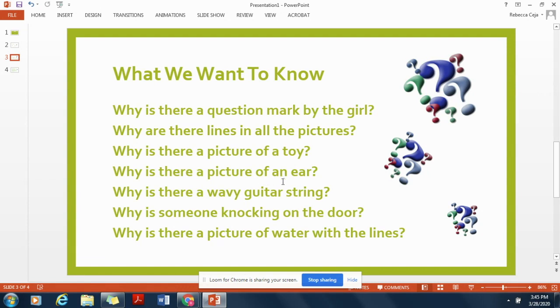There's a pretty detailed picture of the ear, right? So why do we have a picture of that? And then why is there a wavy guitar string in the picture? Why is someone knocking on a door? And is there a picture of water? Why is there a picture of water with the lines?